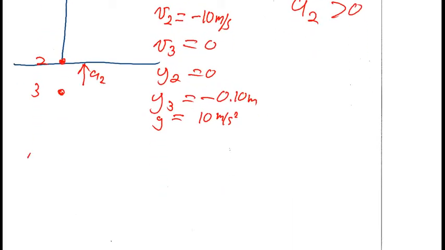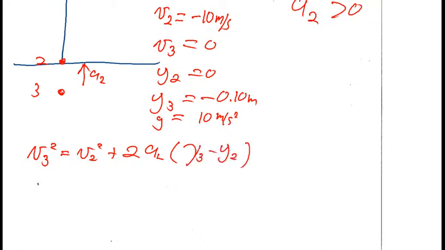Alright, so again, we don't know anything about the time, so the kinematic equation that doesn't have the time may be the most useful, and so that is the one that has the velocity squared in it. So we can write down that v3 squared equals v2 squared plus 2 times a2 times y3 minus y2.